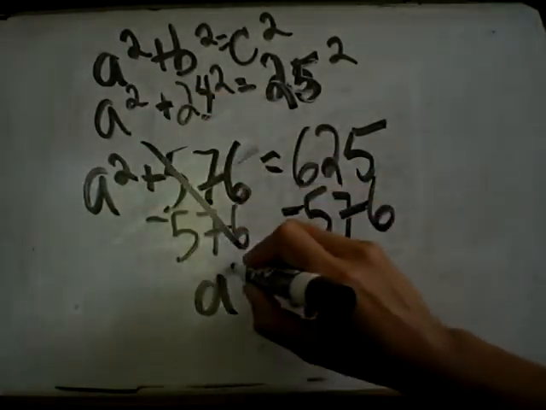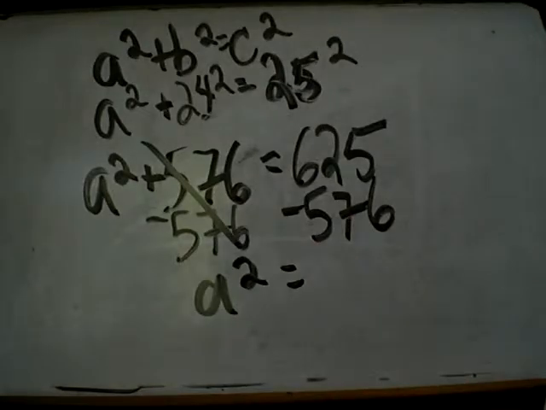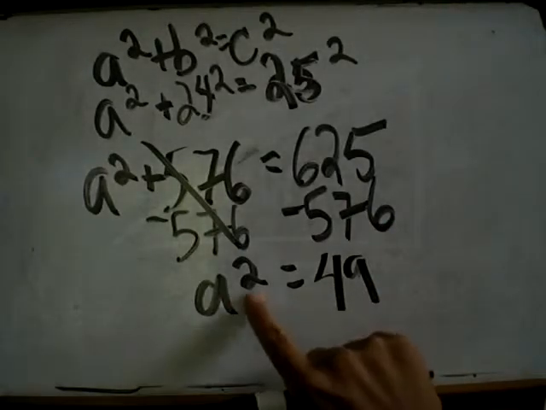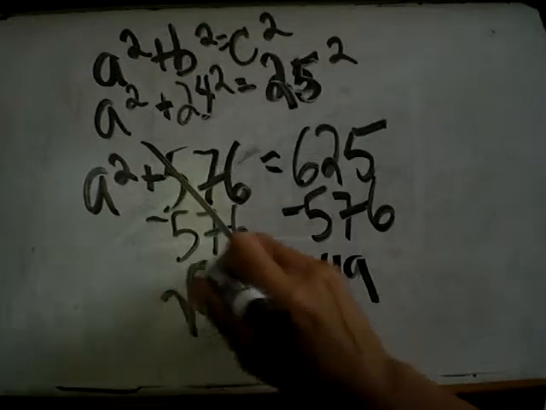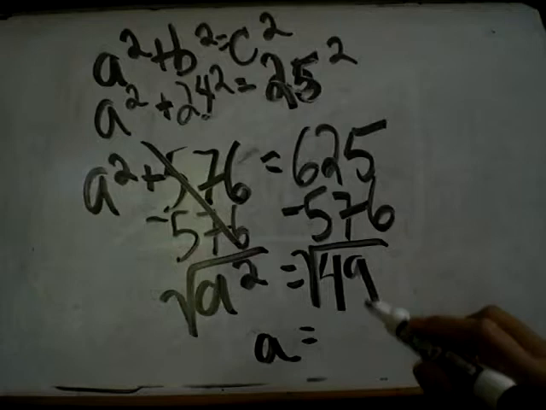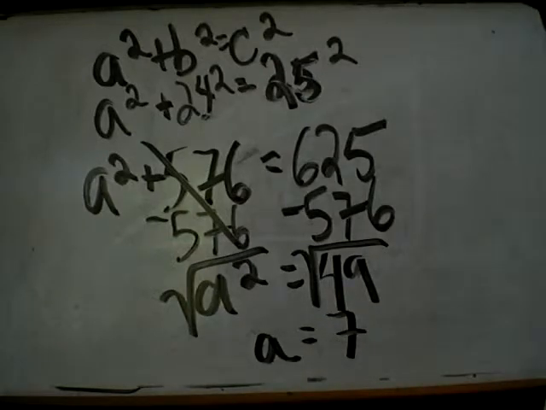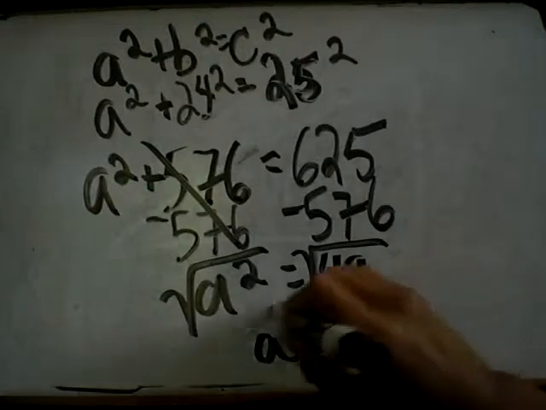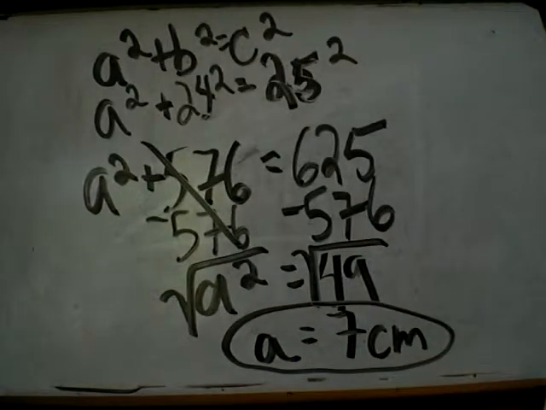So now we're left with A squared equals, let's see, 625 minus 576, that's 49. Now we want to solve for A, so to get rid of that exponent, we square root both sides, and we're left with A equals the square root of 49, which is 7. But remember, we want to put the unit in there, and our unit is centimeters. So the length of that side was 7 centimeters.